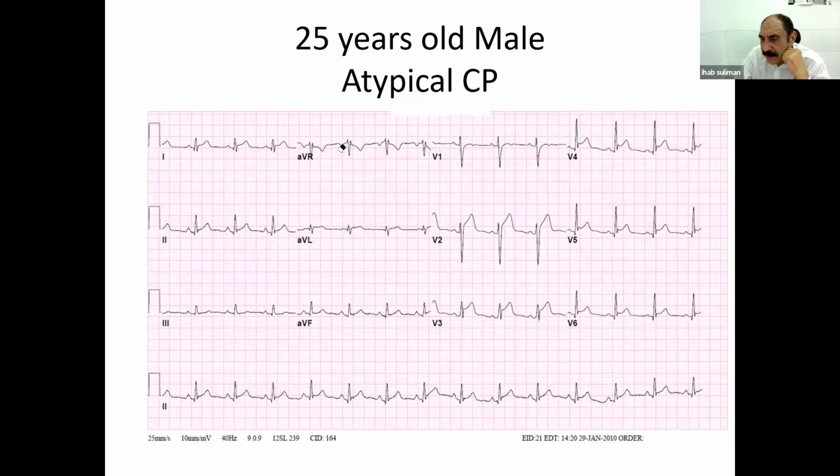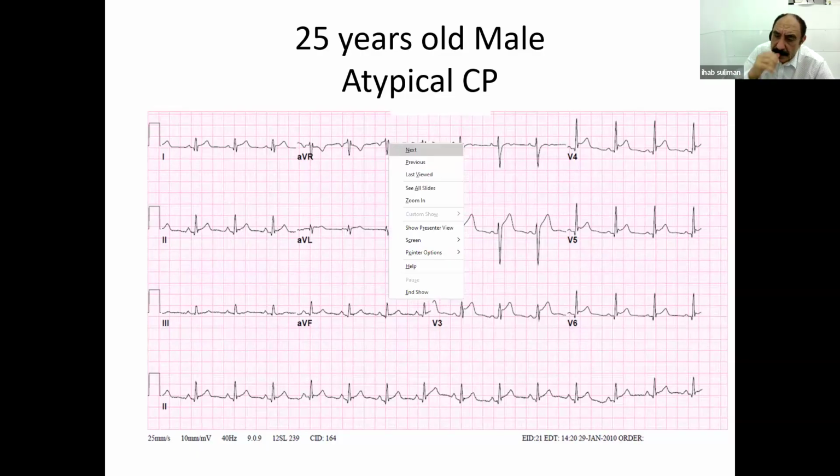Also, echo can show you a small rim of pericardial effusion. Sometimes the echo might be entirely normal, but that does not rule out acute pericarditis. But if you are in doubt whether this is acute pericarditis or acute MI, please take this patient to the cath lab.